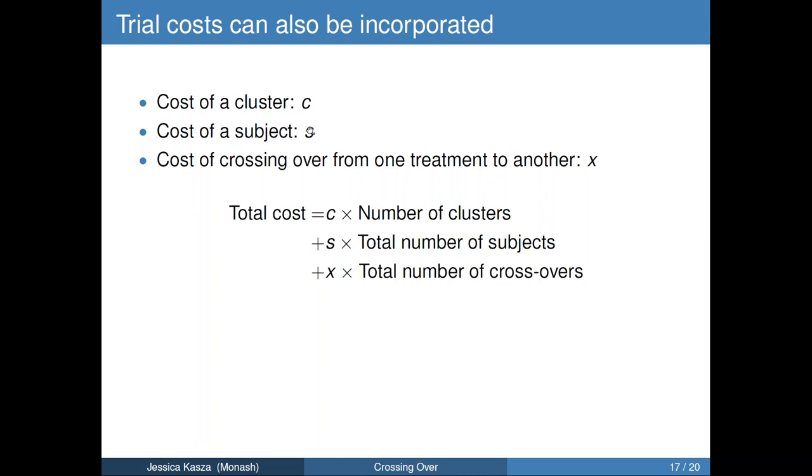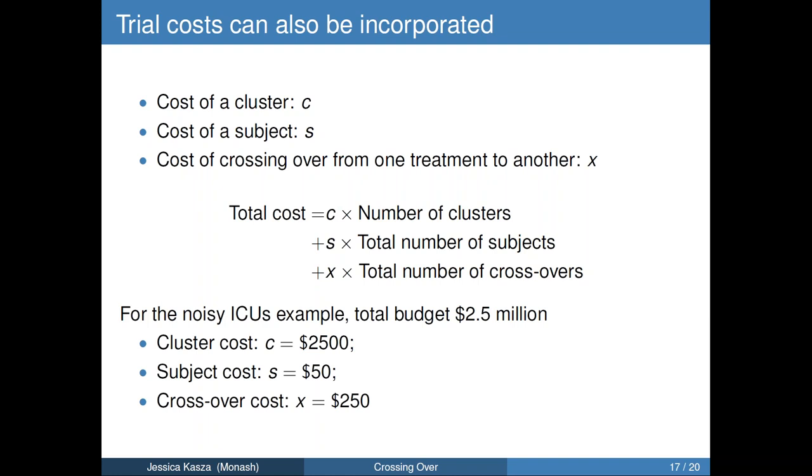And there's some cost in crossing over from one treatment to another treatment. So our total cost is then some function of these three costs: total number of clusters, total number of subjects, and total number of crossovers. We need to consider how much each of these components costs when we're planning our design. So if we consider again this noisy ICUs example, we'll suppose that we've got a total budget of about $2.5 million to run this study.